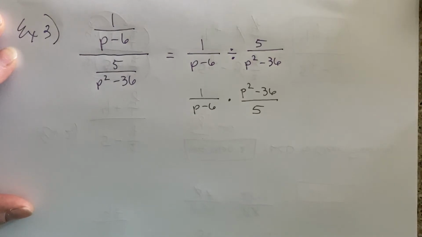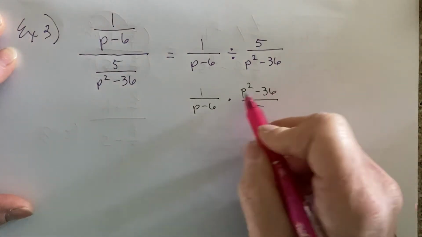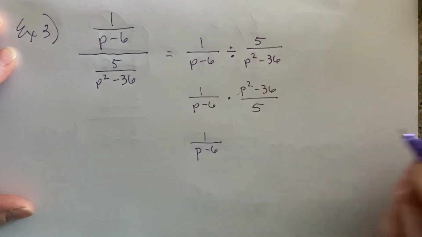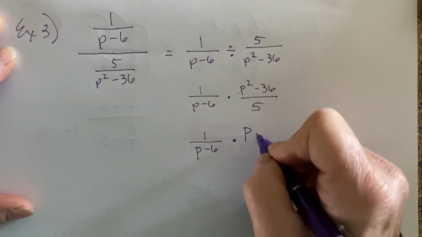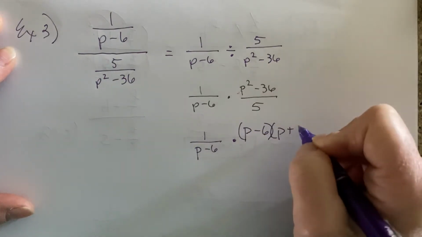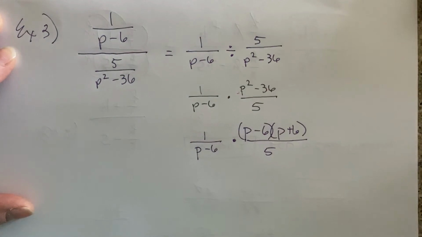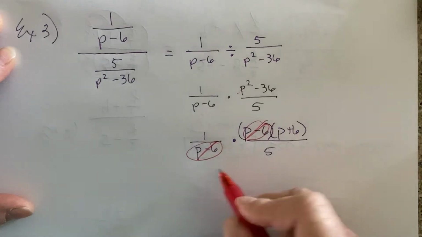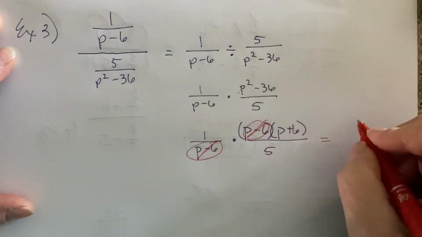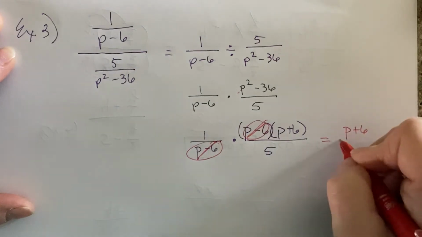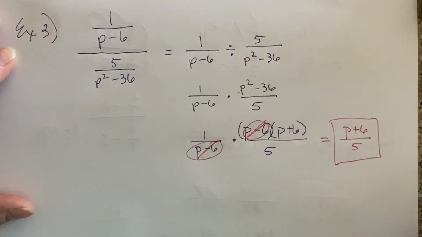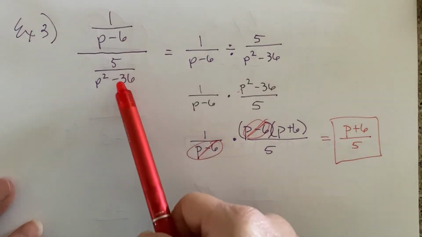Now we can simplify before we multiply, but that's going to require us to factor the difference of 2 squares there. So this one stays the same. There's no factoring to do there. This p² - 36, the difference of 2 squares, over 5. So you can see that I have a common factor of p - 6 that divides out. So when I multiply now, I have 1 times (p + 6) will just be p + 6, and then 5. Okay, so we used method 1 because it was a single fraction over a single fraction.